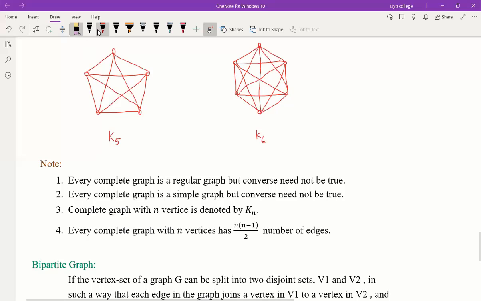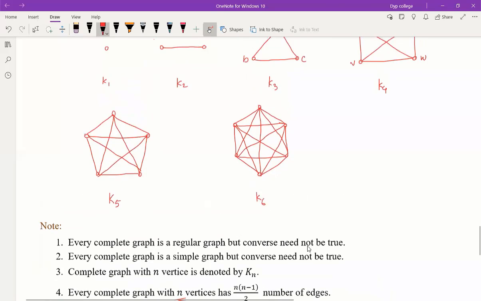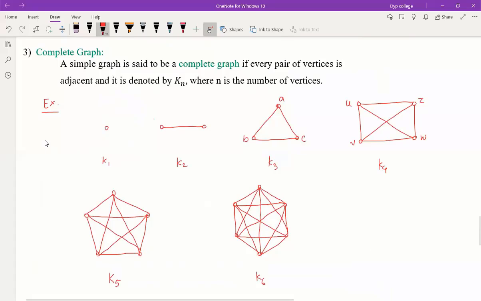Then what is the next one? Every complete graph with n vertices has n into n minus 1 upon 2 edges. Every complete graph with n vertices has n into n minus 1 upon 2 edges. Here n means the number of vertices. So see, n into n minus 1 upon 2 edges. So in K1, what is n? n is equal to 1. So what is our formula? n into n minus 1 upon 2. So check it. n means 1. 1 into 1 minus 1, that is 0. So 0 into 1, it is 0.